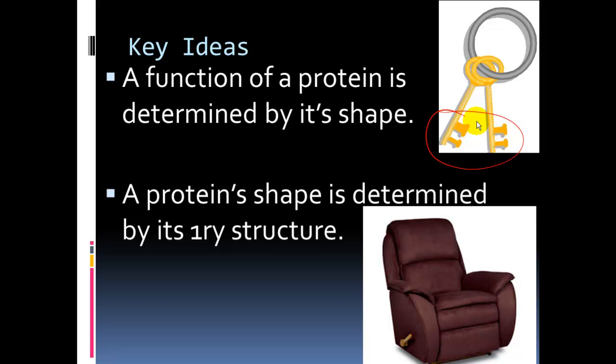A protein's shape is going to be determined by its primary structure, so by the order of the amino acids. And we want to start to understand and think about the DNA's code, the genetic code that resides in the nucleus in our genes. It is coded for by DNA, and this is what codes for this primary structure.